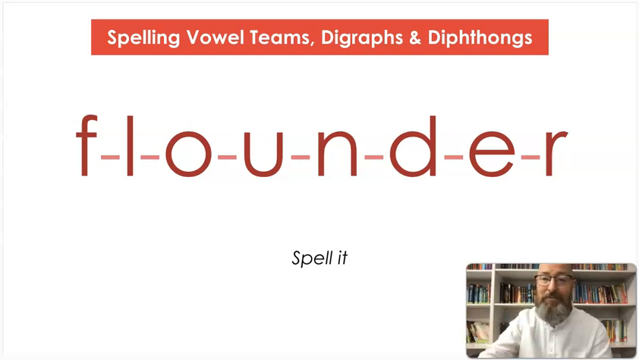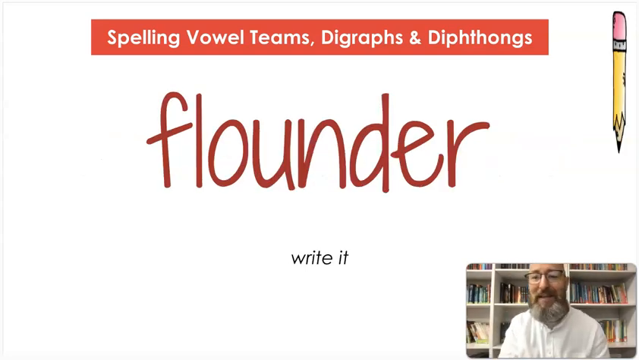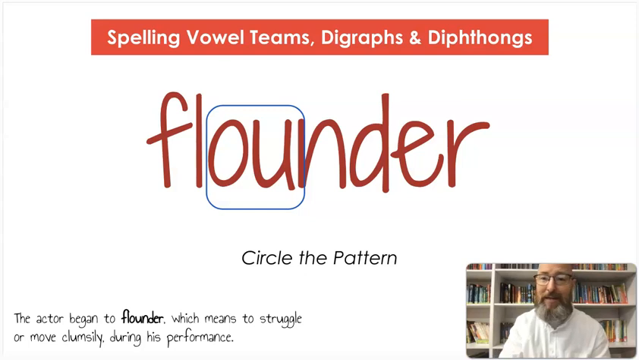F-L-O-U-N-D-E-R. Flounder. And let's write it. F-L-O-U-N-D-E-R. Did you find the pattern? OU is correct, says owl. The actor began to flounder, which means to struggle or move clumsily during his performance.